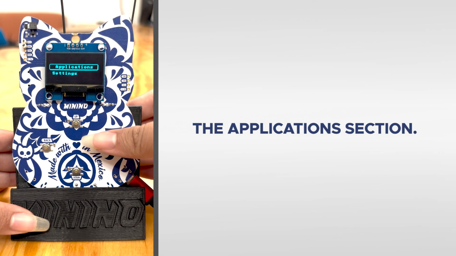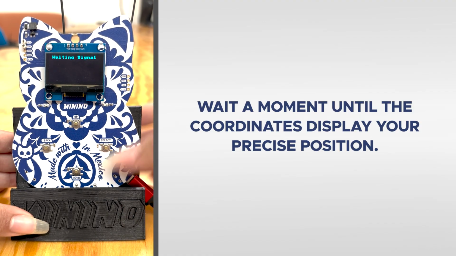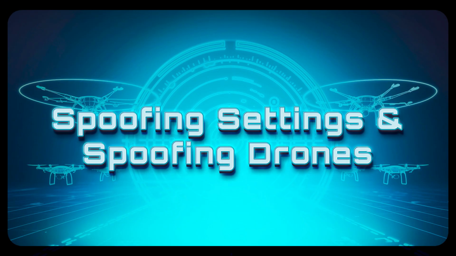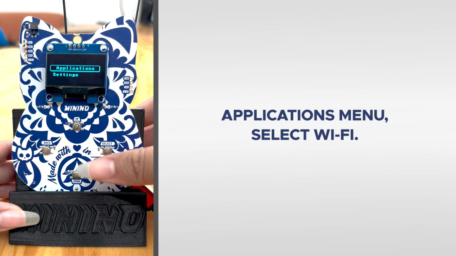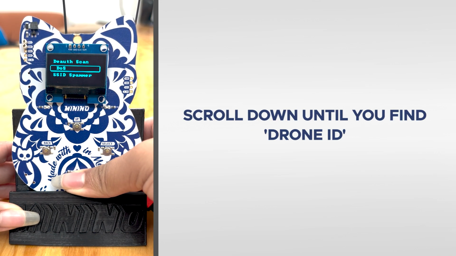There's the Applications section. To check our current location, go to GPS Location and wait a moment until the coordinates display your precise position. In the Locations menu, select Wi-Fi. Scroll down until you find Drone ID.